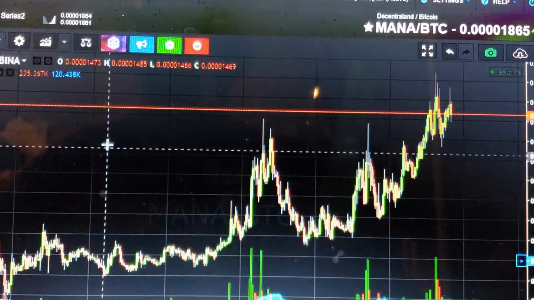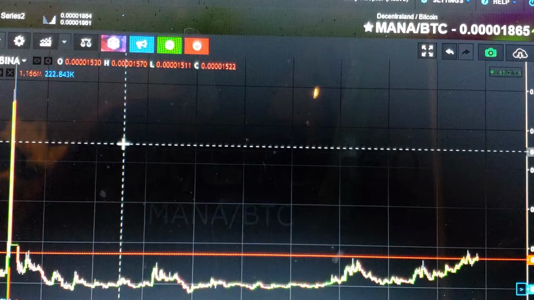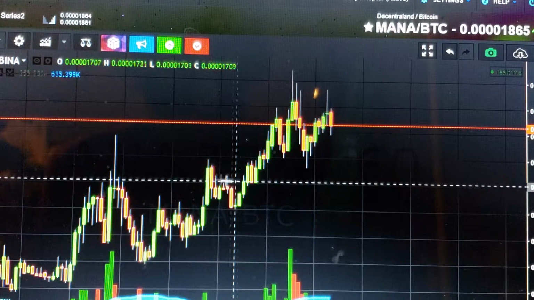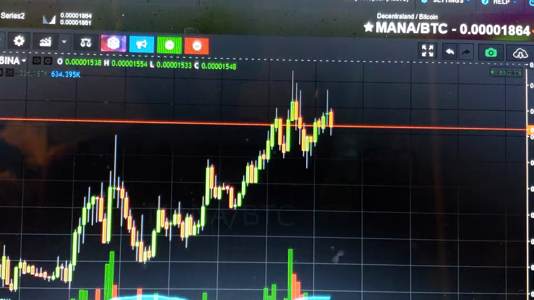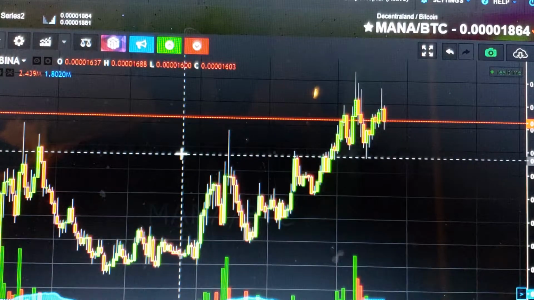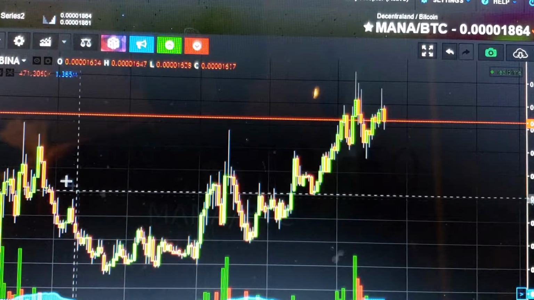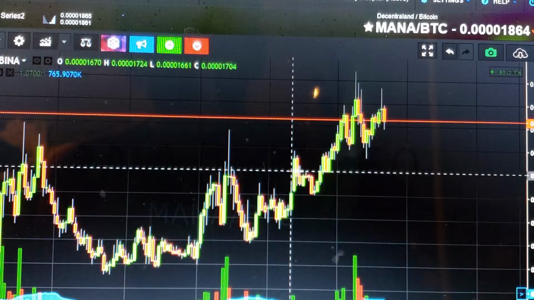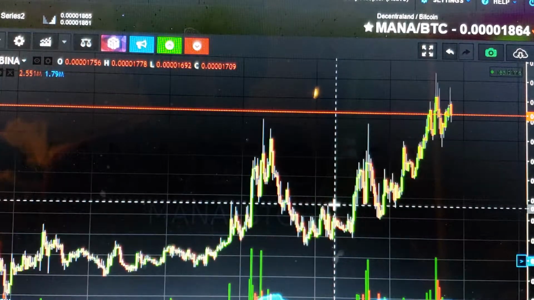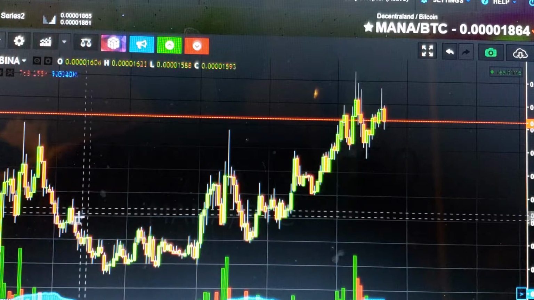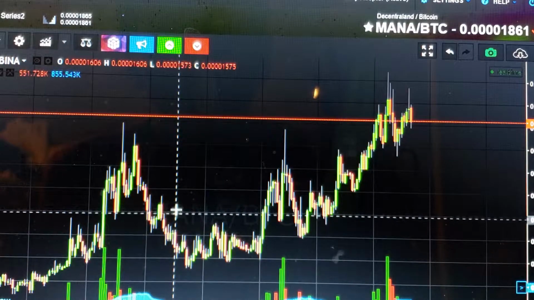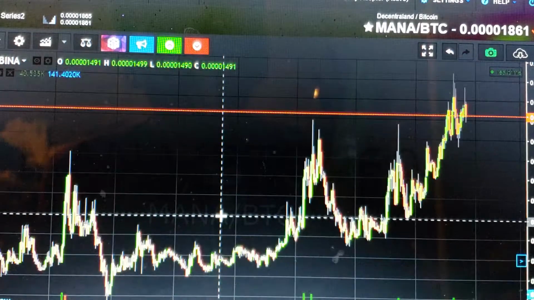Let's look at MANA. So if you want to accumulate Bitcoin, obviously you can trade Bitcoin versus USD. But did you see how long that dip was? That dip was like days. But you can find utility coins, or coins like MANA, that you can play.